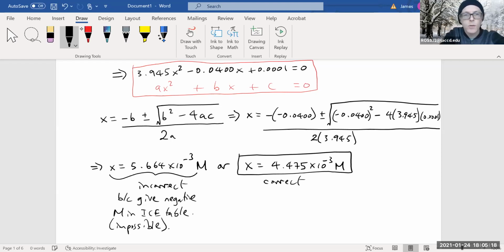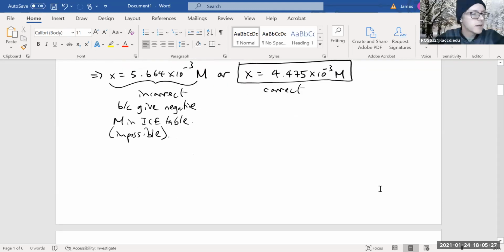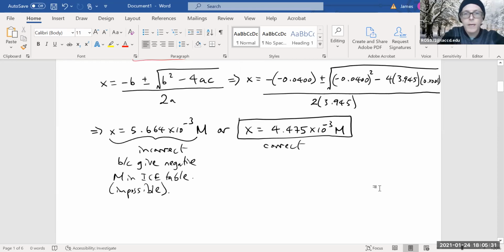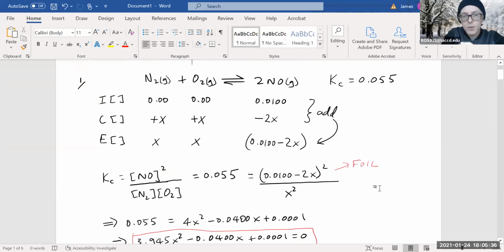Okay, so there's only ever going to be one answer, although there's two solutions to the quadratic. So finally, to answer the question, remember we had our ice table here. I know what x is, so now I can plug x in. I already know what N2 and O2 are, they're just x. And I can subtract two lots of x from 0.01 to figure out what the equilibrium concentration of NO is.